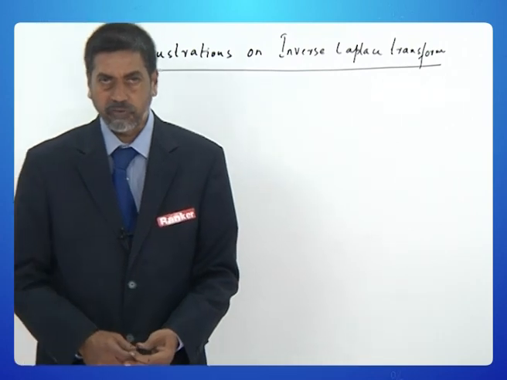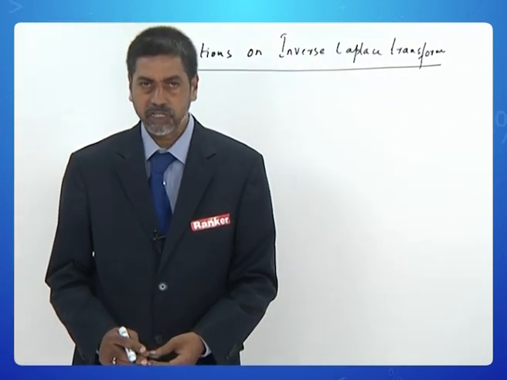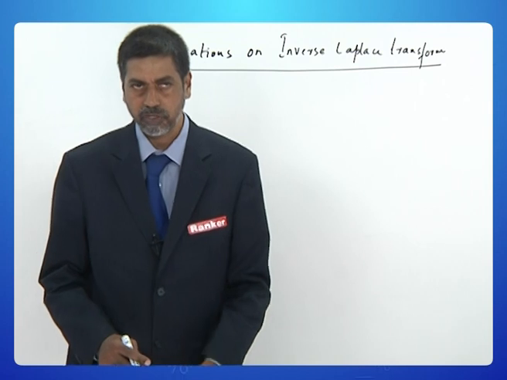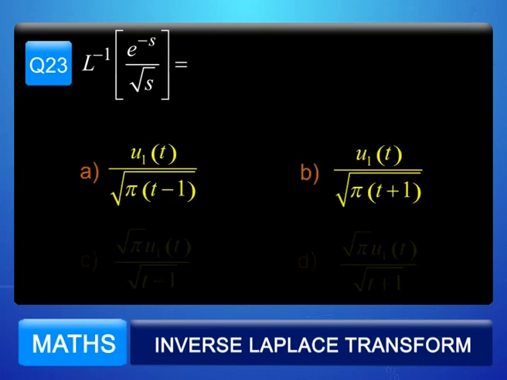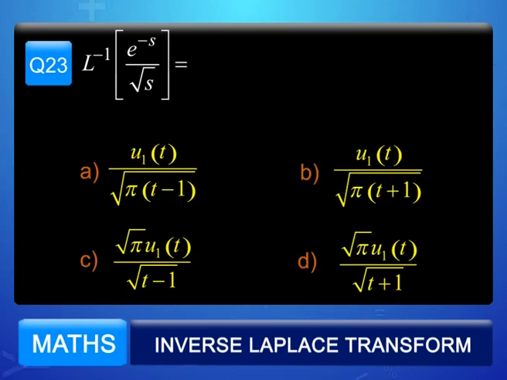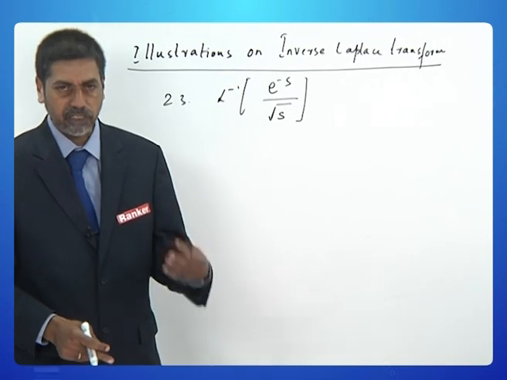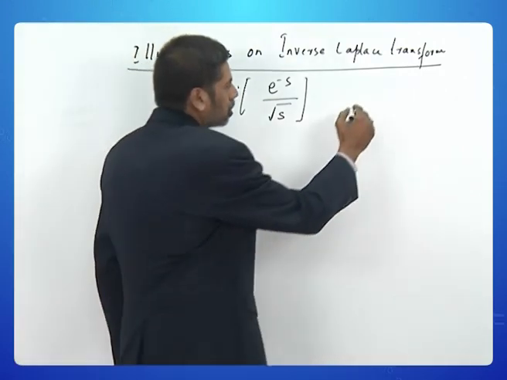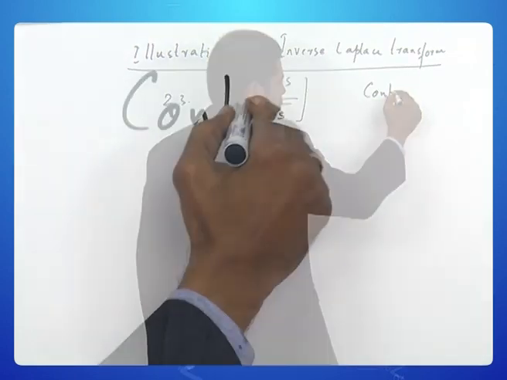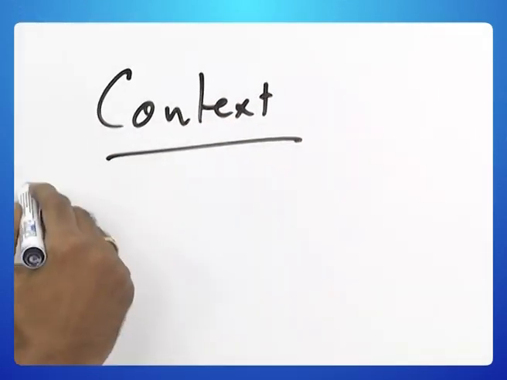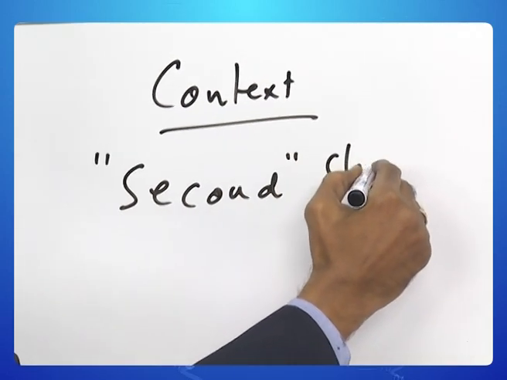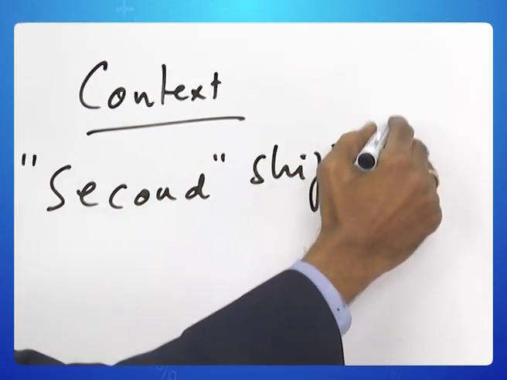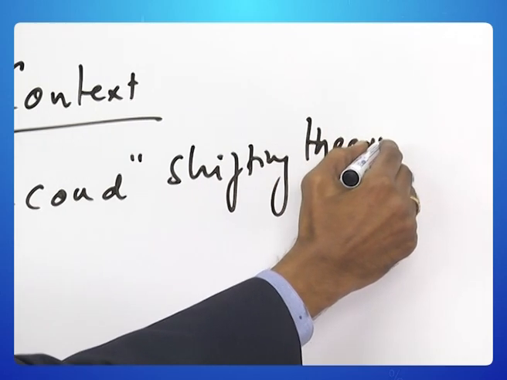Friends, the next question that we have chosen is based on the second shifting theorem of inverse transforms. The problem is to find the inverse transform of e power minus s by square root of s. Well, let us write the second shifting theorem. So the context is second shifting theorem.